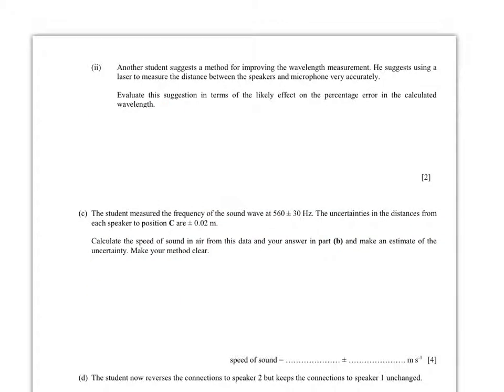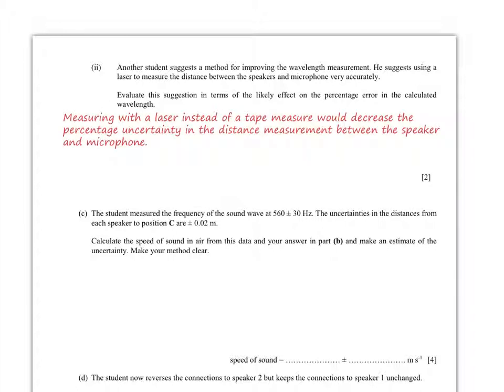For B part 2, we're asked to discuss the implications of maybe taking that distance measurement between the speakers and the microphone with a laser, so being able to measure that distance more accurately, and in particular what the implications are for the percentage error in the value we pull out for the wavelength. So obviously, using a laser is better than using a tape measure. So we're going to decrease the percentage uncertainty in that distance measurement.